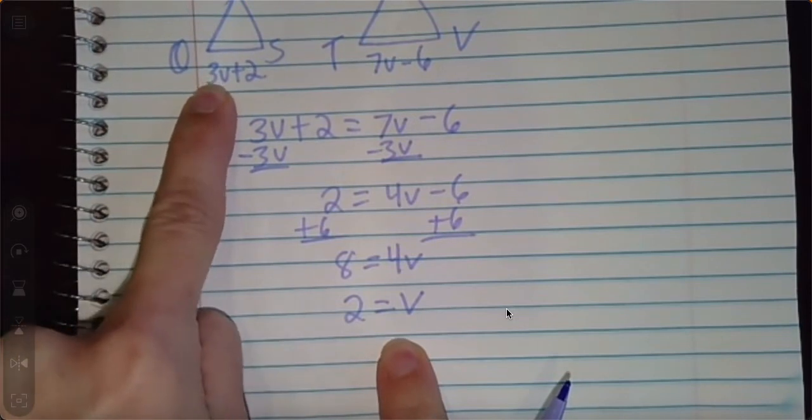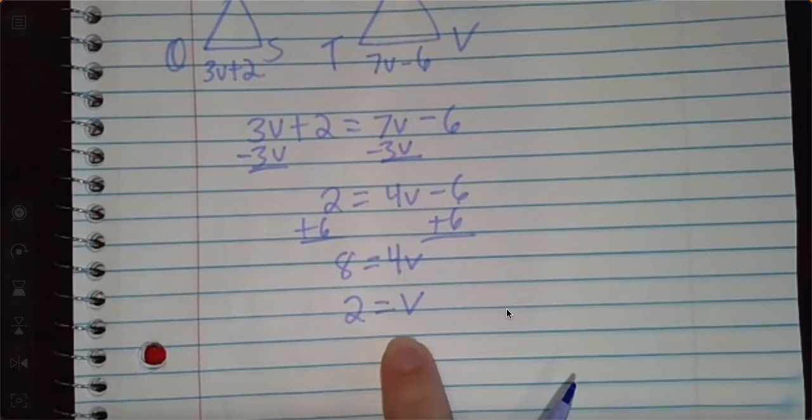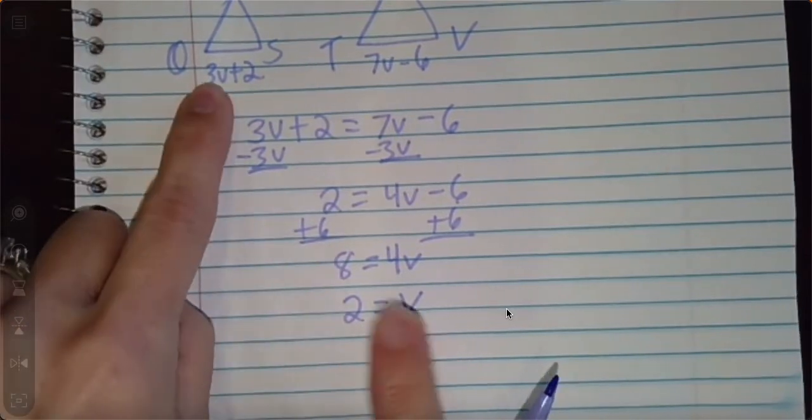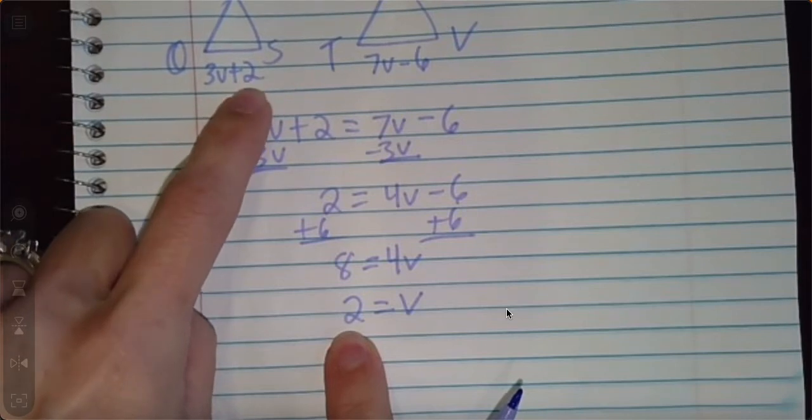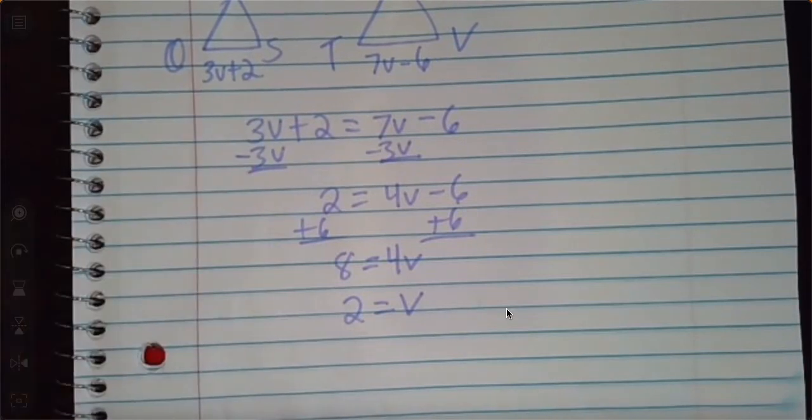What's 3 times 2 plus 2? Oh, 8. There you go. So your answer is 8. Again, I plugged it in. 3 times 2 was 6. Plus 2 is 8. Everybody's good with that?